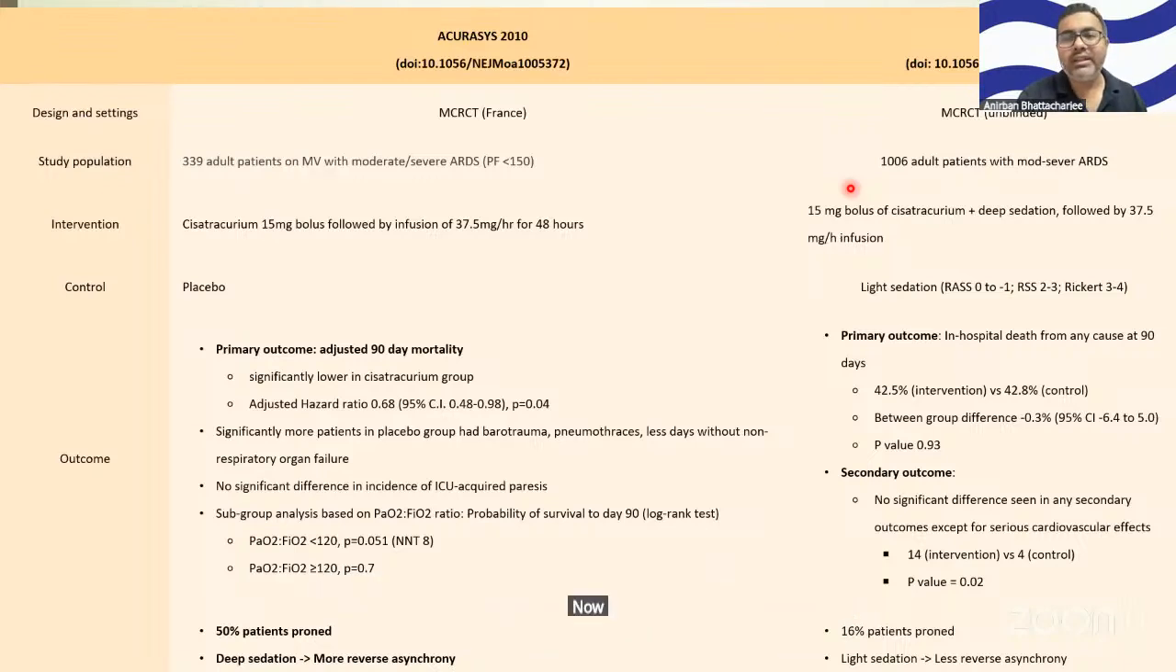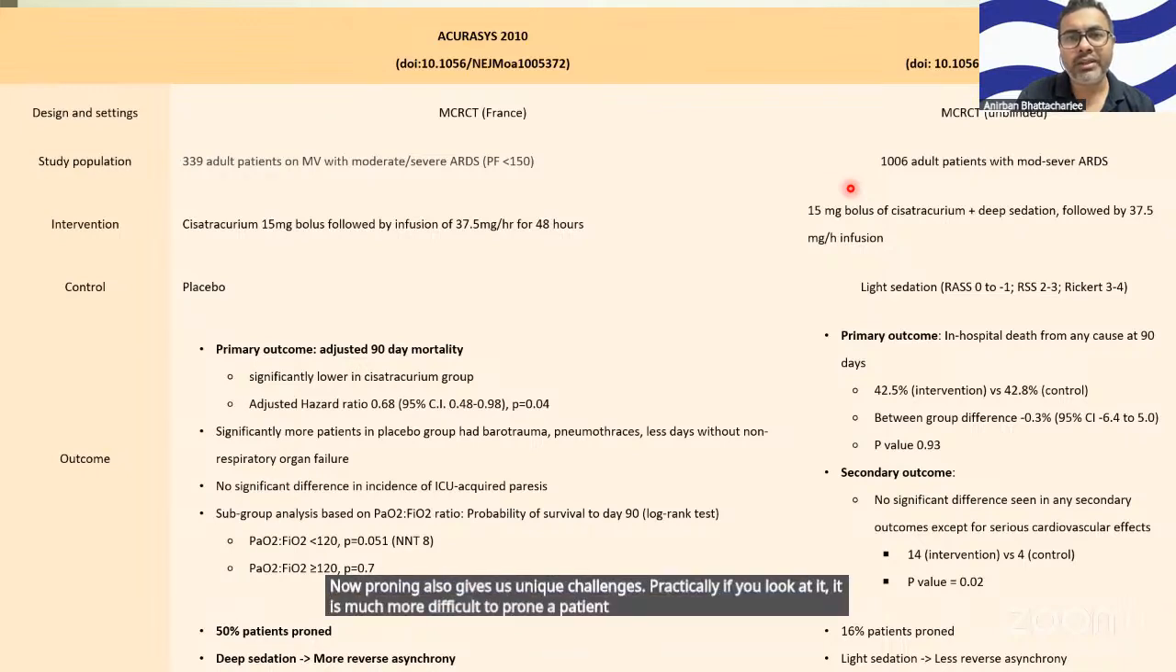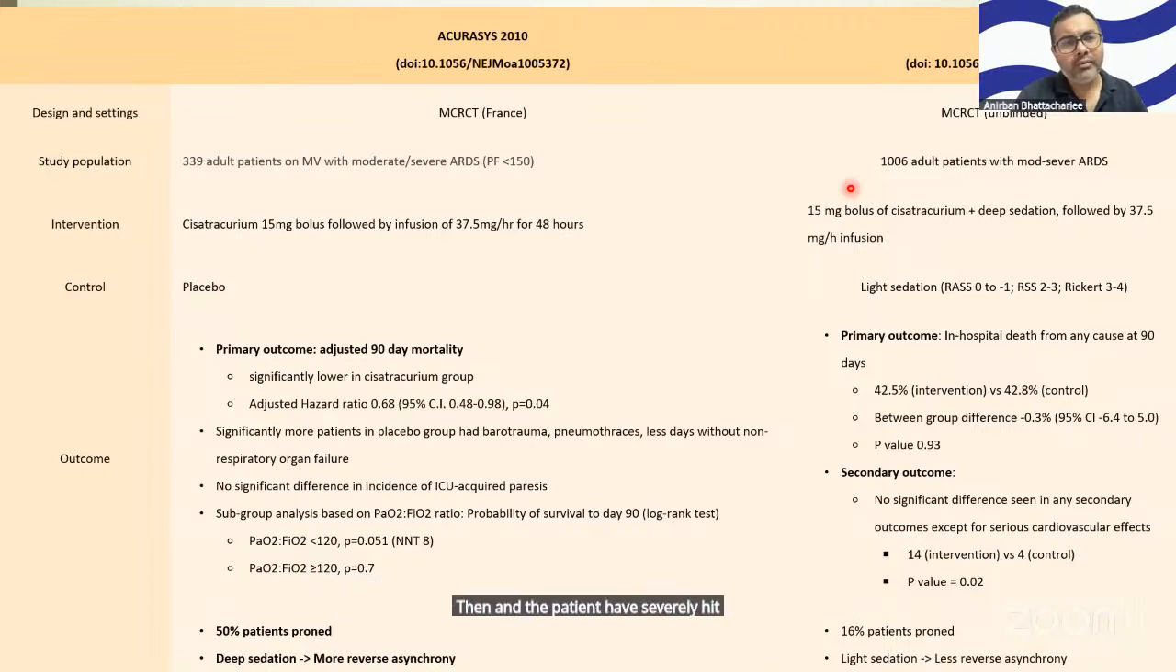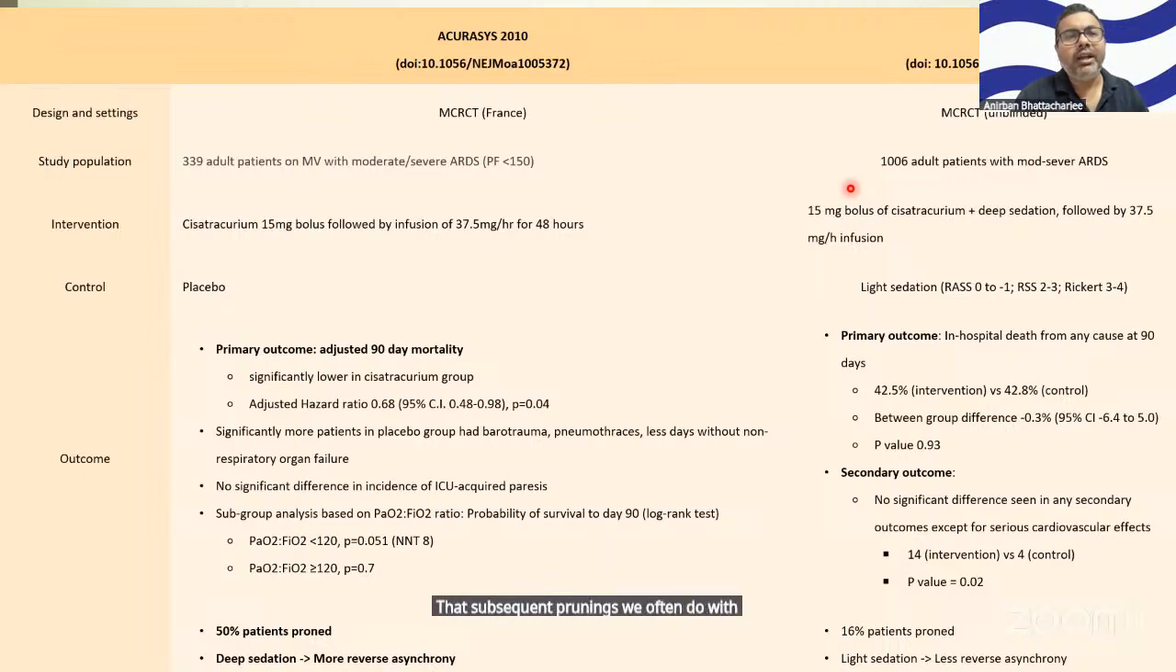Now, proning also gives us unique challenges. Practically, it is much more difficult to prone a patient without neuromuscular paralysis than with. So typically, if we are proning early on and the patient has severely affected oxygenation, we routinely start a cisatracurium infusion and prone those patients. But we do not continue those infusions for too long. The subsequent pronings we often do with intermittent boluses of cisatracurium, so that we do not continue giving lots and lots of neuromuscular blocker late into the disease.